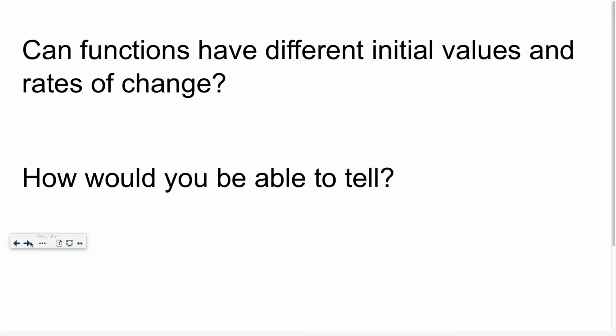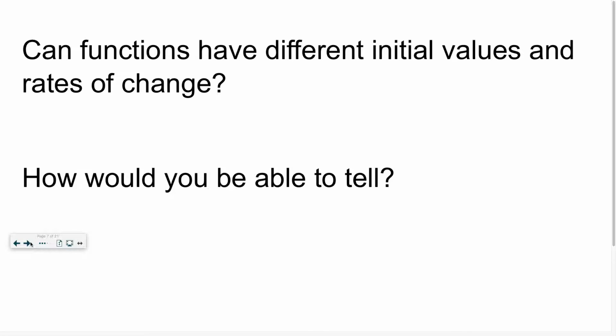Can functions have different initial values and rates of change? Like, can different functions have different initial values and rates of change? Or do they all have the same initial value and the same rate of change? Can you think of an example of a function that has a different initial value than another one? Use the snow example.